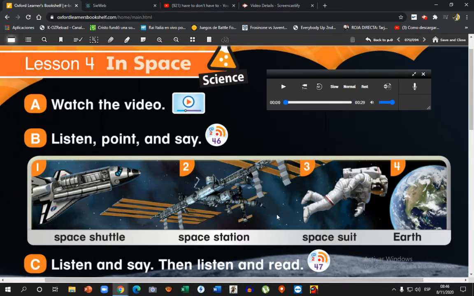Now you can practice. Number 1, space shuttle. Number 2, space station. Number 3, space suit. Number 4, Earth.